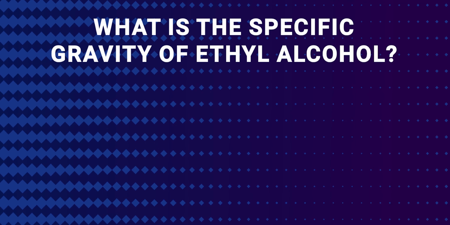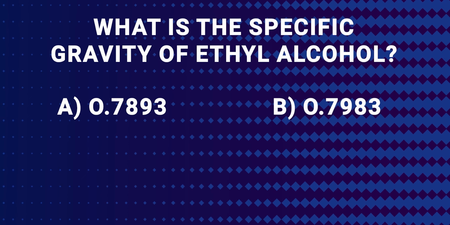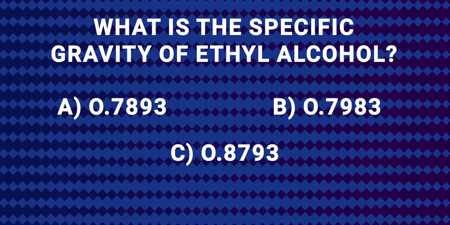Say there is a question in the exam, what is the specific gravity of ethyl alcohol? Now, if I directly ask this question, then a lot of you might already be knowing this. But if I start giving you options like 0.7893 or 0.7983 or 0.8793, so if I start giving you close enough options, then chances are that a lot of you might get confused and end up marking the wrong answer. So in the same way, in your exams, the questions are set accordingly so that only the students who have absolutely clear conception on the topic, on the subject, are able to mark the answer correctly.